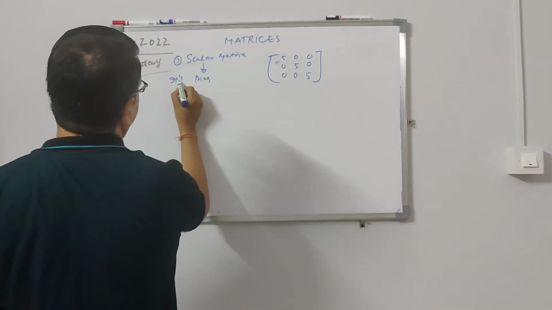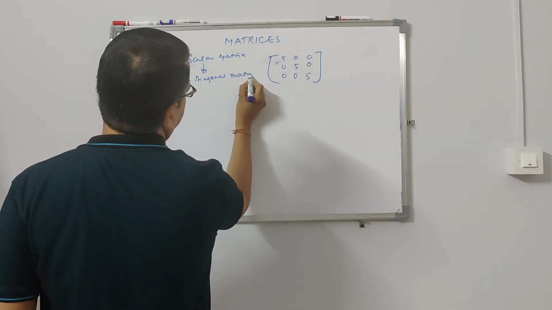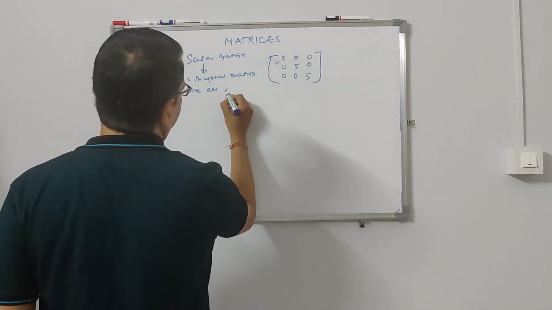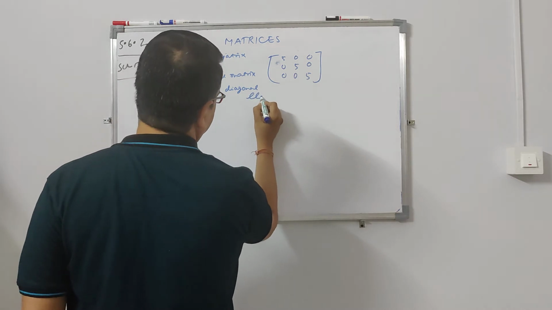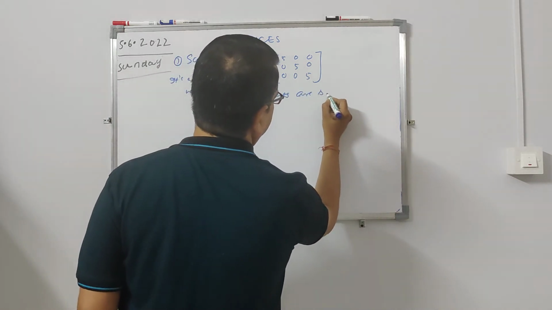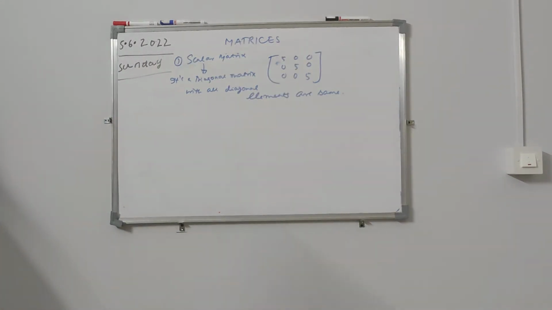It's a diagonal matrix with all diagonal elements equal. So that's a scalar matrix.